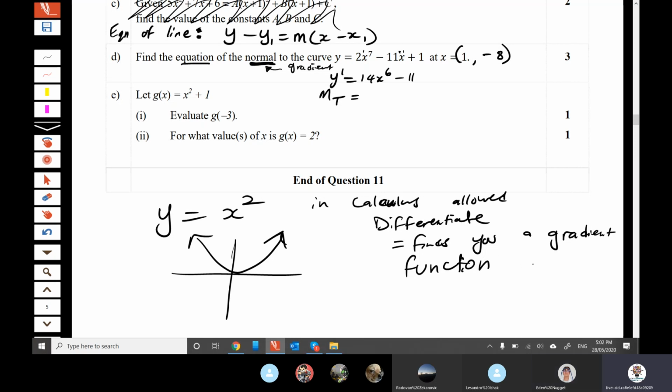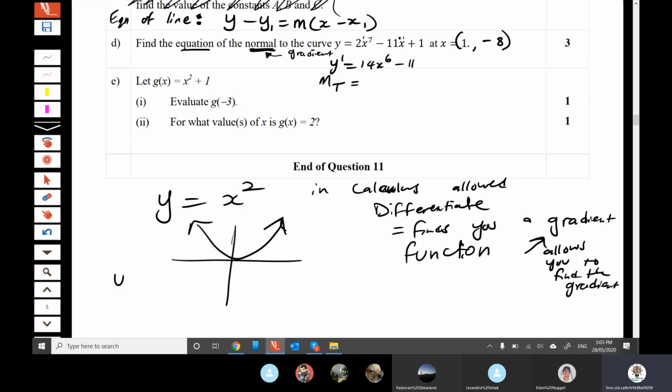So this allows you to find the gradient. Differentiation finds you the gradient function. That gradient function allows you to find the gradient. So when I say, here's y equals x squared, and here's y dash, which is simply 2x, is that the gradient of my tangent? No, because that allows me to find the gradient of my tangent anywhere.